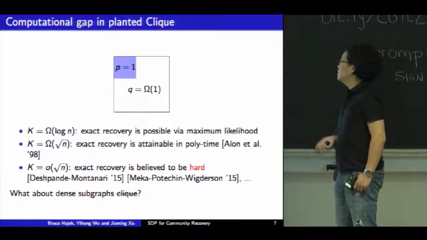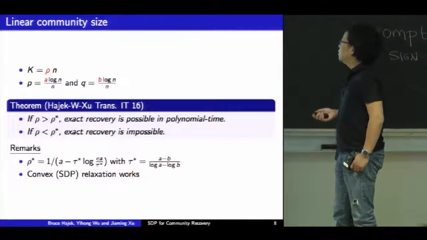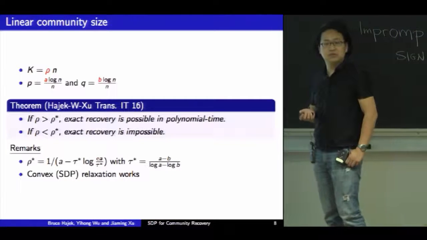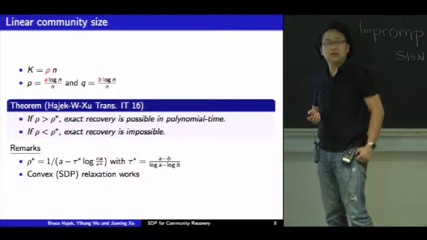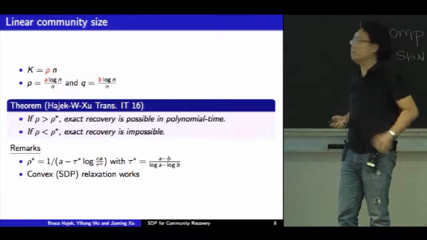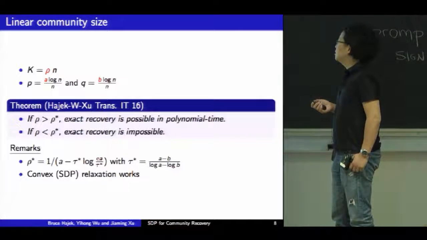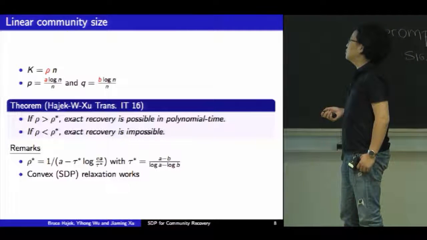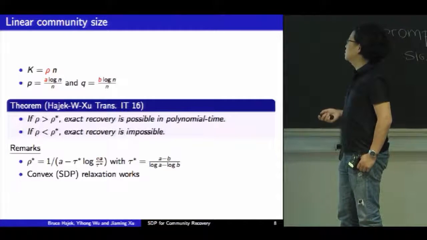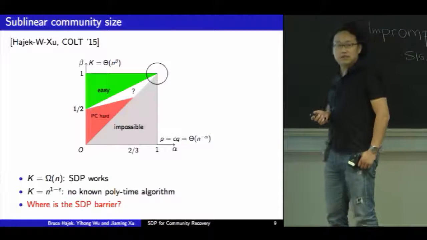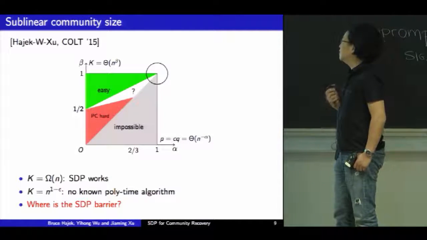So what if, instead of the clique, you have dense subgraphs? Well, first of all, the positive result is that if the community size grows linearly with the network, in other words, like half of the network belongs to the same community, then the result is very positive, in the sense that there's a threshold you can find which determines the possibility of finding the community. And not only that, you can achieve it with convex relaxations, the simplest natural relaxation, which is SDP in this case. But if the community size is sublinear, it turns out there are some barriers.